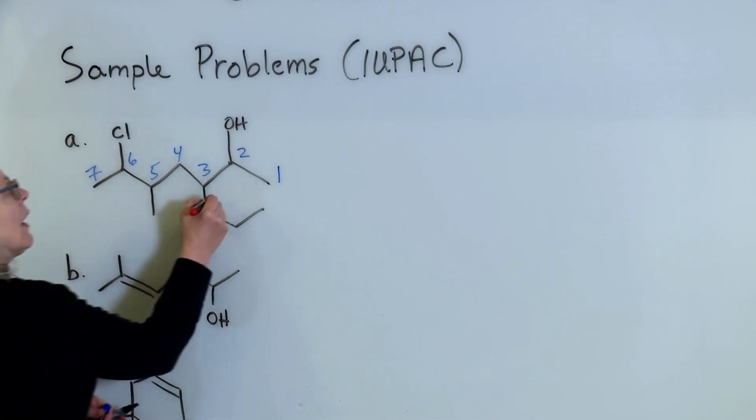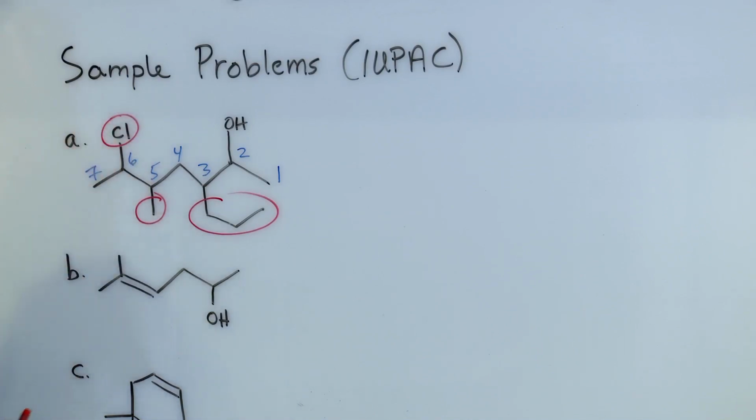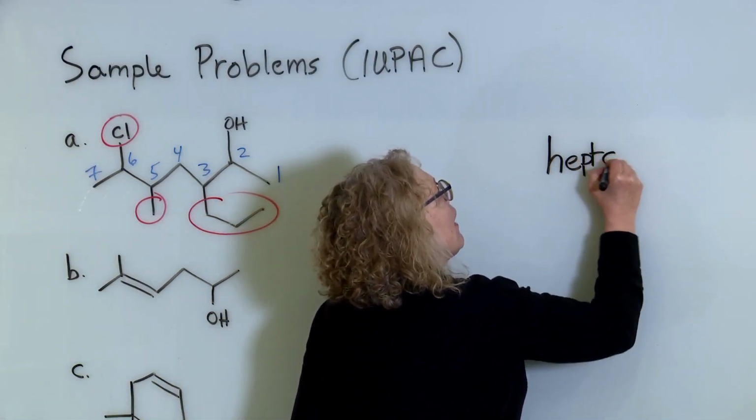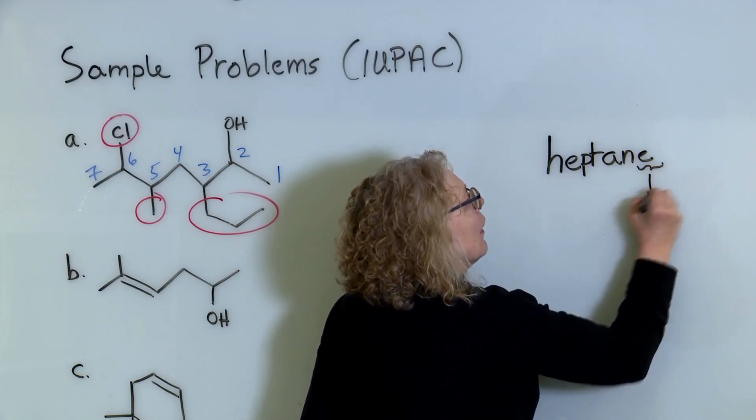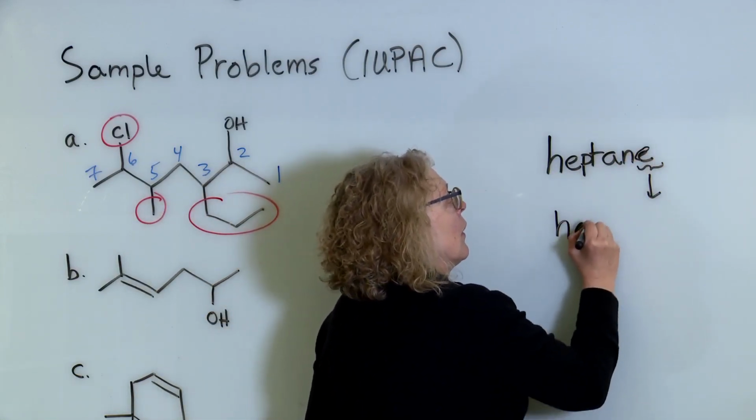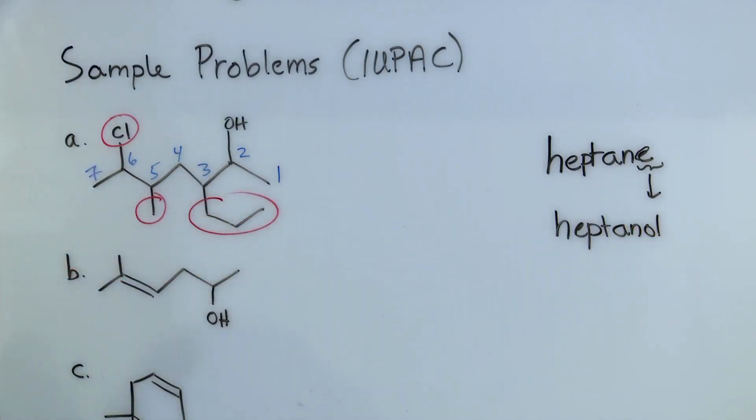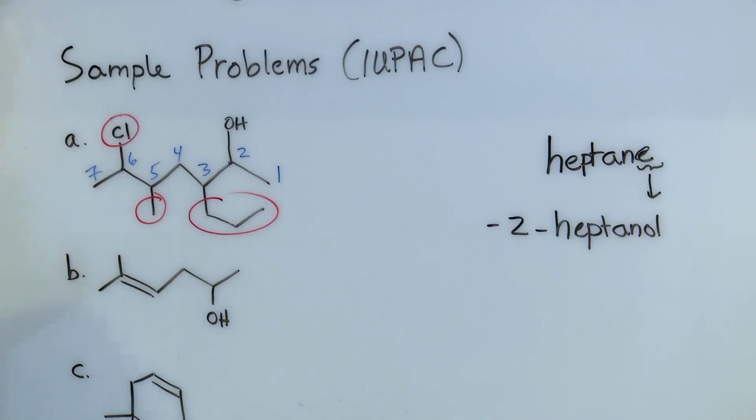So this molecule has a propyl group, a methyl, and a chloro group, and it has 7 carbons. So this is a heptane if it were an alkane, but we change the parent alkane name by changing the E of the heptane to an OL. So this is a heptanol. Then we know that the hydroxyl is at position 2.